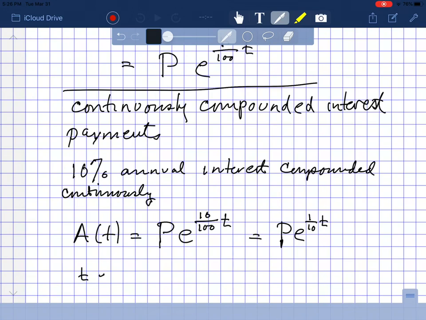So in 10 years' time, if t is equal to 10, A of t, or A of 10, would equal P times 2.71. I think the next number is 4. I'm not sure.